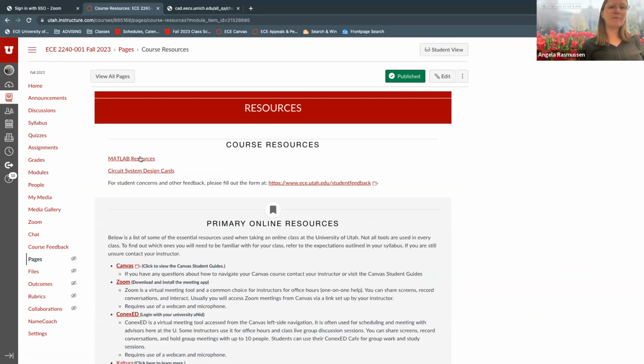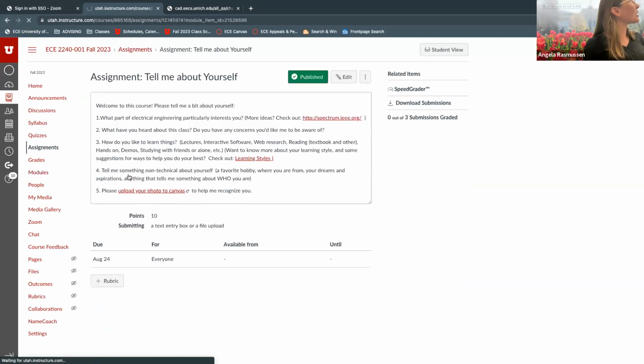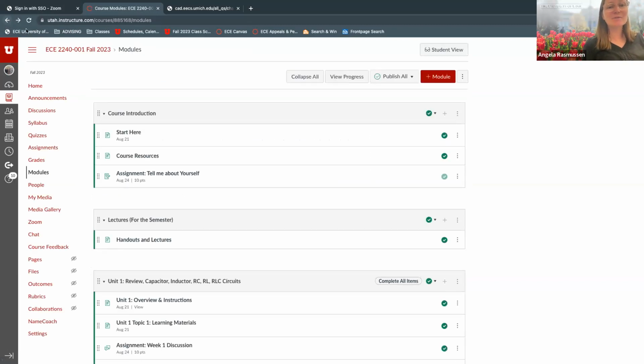So this is going to have, oh, I have the wrong one here. It will have resources for LT Spice, MATLAB, and circuit design, system cards, and a few other resources. I'm going to update this because it's missing the LT Spice. And then this is the assignment. Tell me about yourself. Just fill it out, submit it. It should take you maybe 10 minutes, 15 minutes, very short.